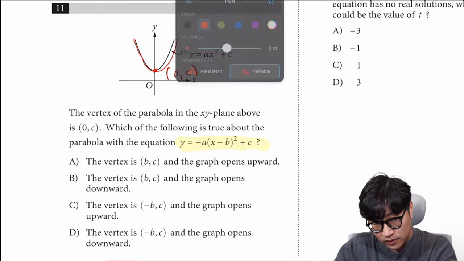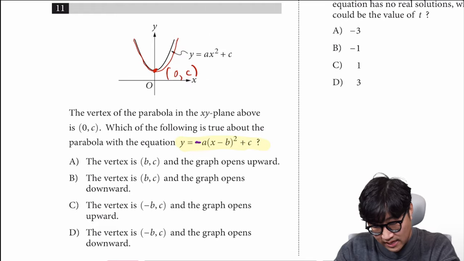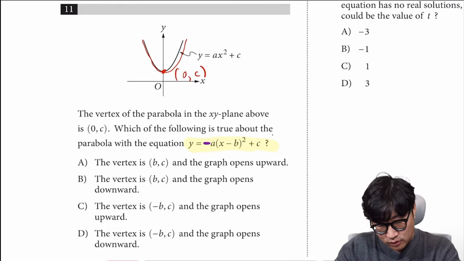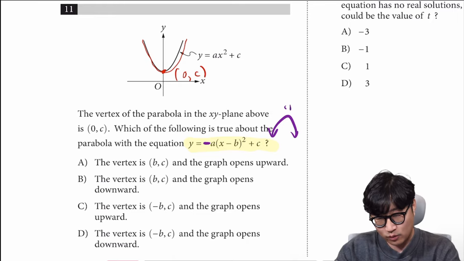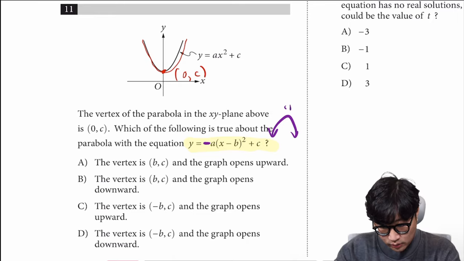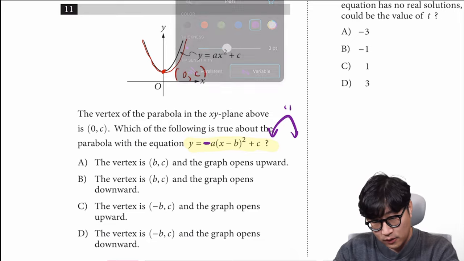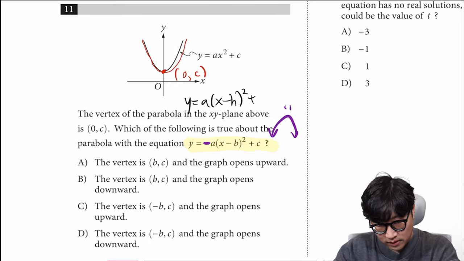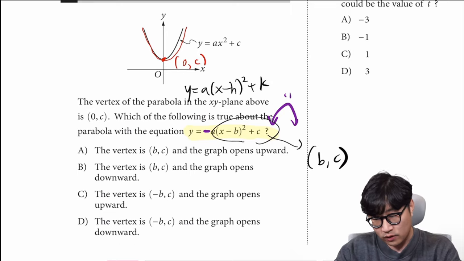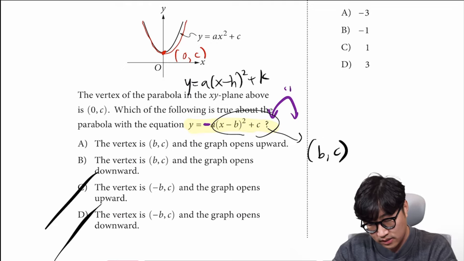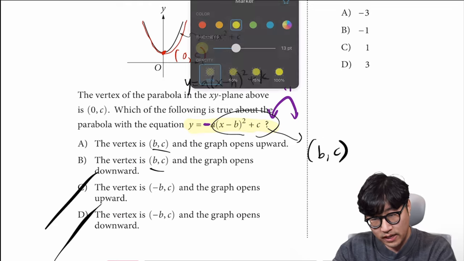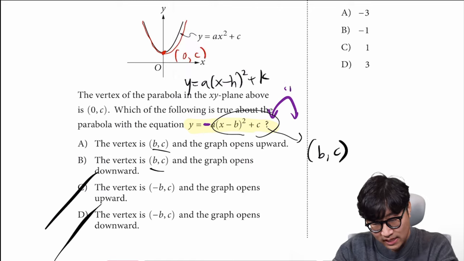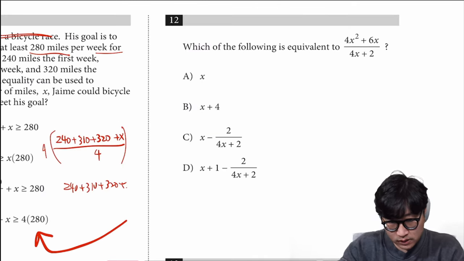Well, notice some difference. The first difference you should notice is that negative right there. So with that negative, it should be sad face, opening downward. And then also, if you compare that to the very original vertex form of the parabola, which looks something like this, given that, the vertex should be at B and C. So what do we know? The vertex is B, C, so get rid of C and D. And then it should be opening downward once again because of that negative, so it should be downward, which is answer choice B.